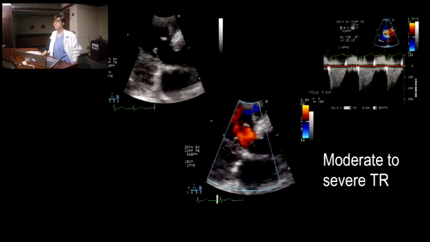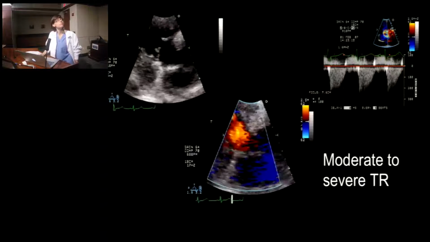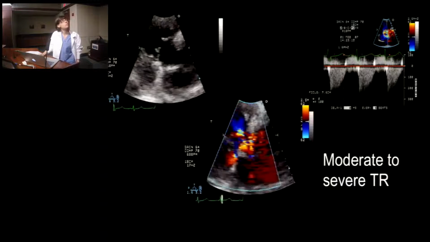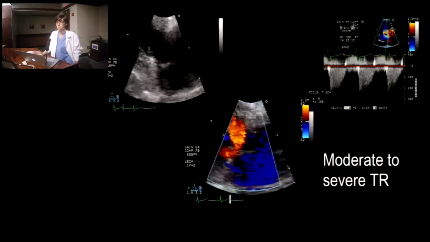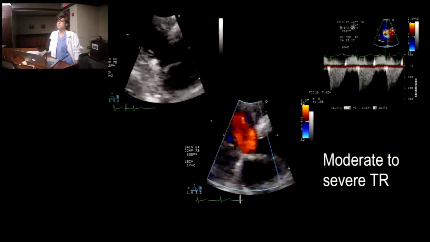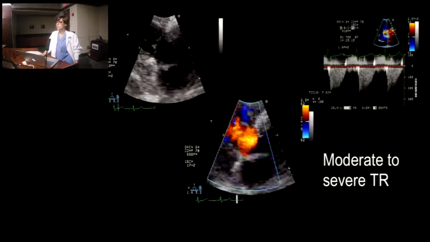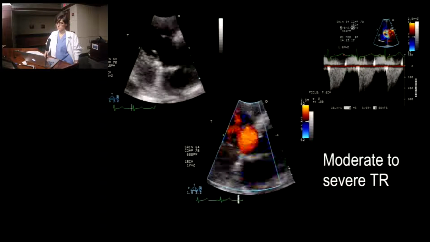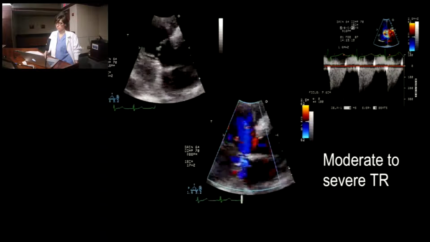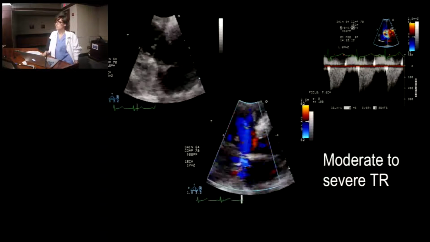I think you could call it the top left image of 2D. You can see that in that view there appears to be very little coaptation. They're touching, but there's no overlap. So I would say poor coaptation. The color Doppler is what's shown, and there's the CW, and it was interpreted as moderate to severe TR.